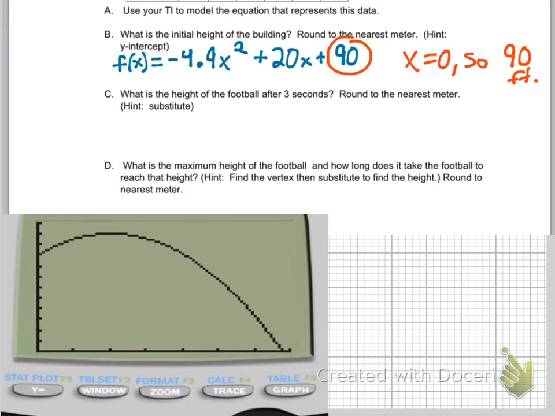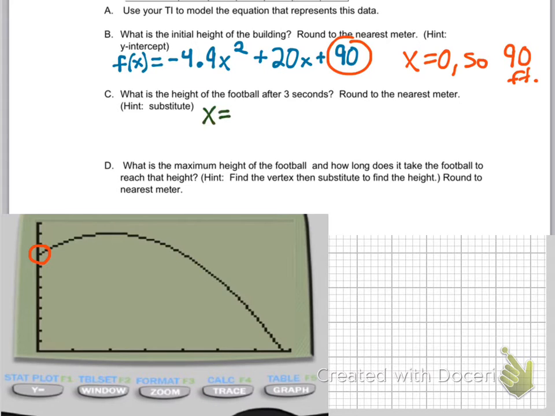Now, the other way to solve that is notice that where x is 0, that's the y-axis, or the y-intercept, and that's going to be right there on the graph. The nice thing is you can press trace and then type in the number you want. So if you press trace and then type in 0, you'll get 90.